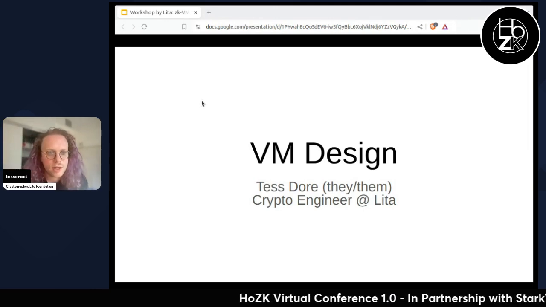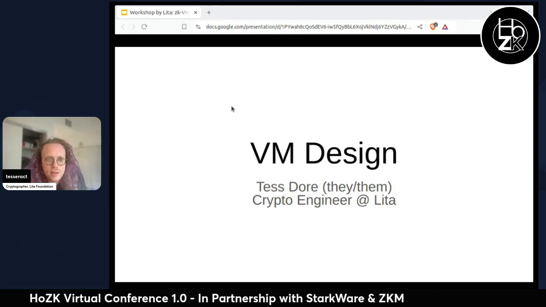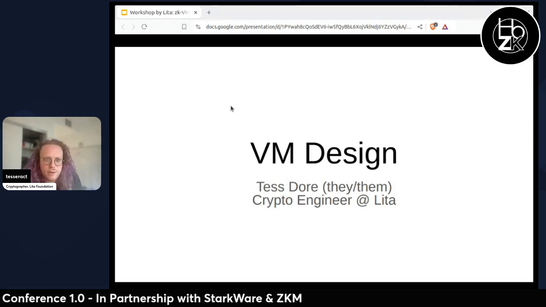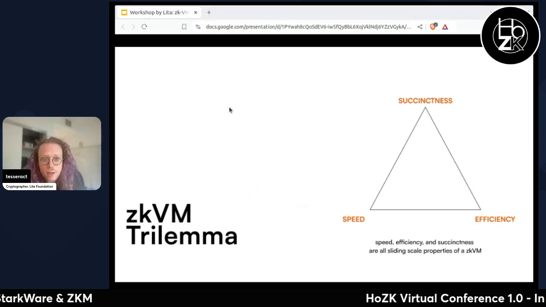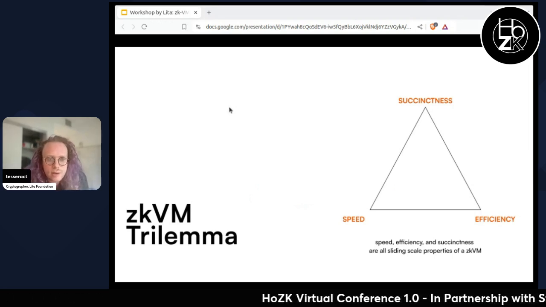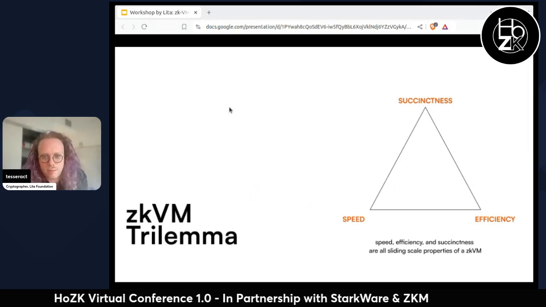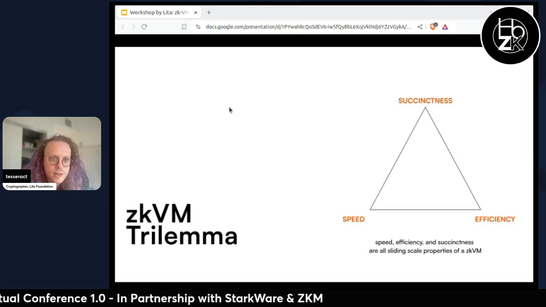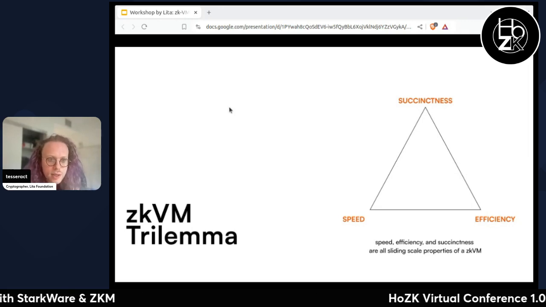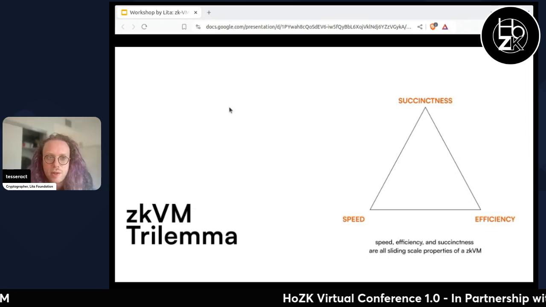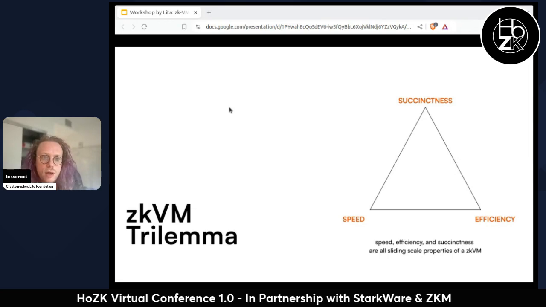I'm also Dan sometimes. And I'm going to be talking about optimizations and how to design an efficient VM based on Plonky 3. There are generally three properties to optimize for in ZK and VMs in particular. One is succinctness, which is having a small proof. One is speed, which is the amount of time it takes to produce a proof. And one is efficiency, which is the amount of computer time it takes to produce a proof.